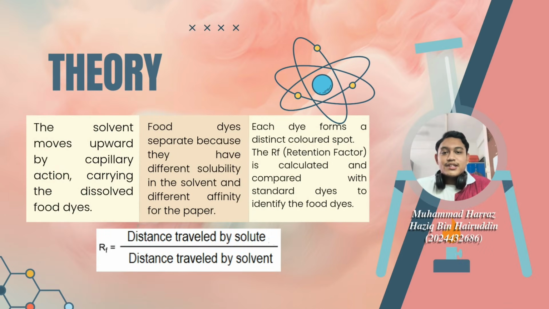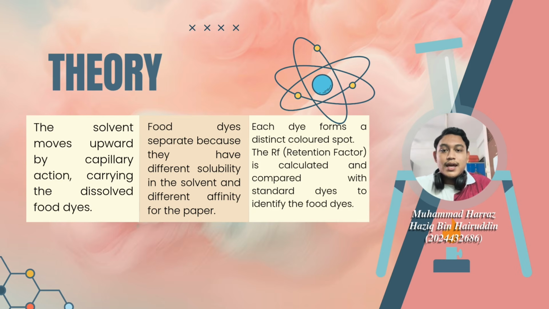The stationary phase is the chromatography paper, while the mobile phase is the solvent. First, the food dyes are extracted from the sugar-coated candy and applied as a small spot on the chromatography paper. When the paper is placed in the solvent, the solvent rises through the paper by capillary action and carries the dissolved food dye. Each dye travels at a different rate because it has a different solubility in the solvent and a different affinity for the chromatography paper. Dyes that are more soluble in the solvent and less attracted to the paper travel further, whereas dyes that are less soluble or more strongly attracted to the paper travel a shorter distance. As a result, the mixture separates into distinct color spots.